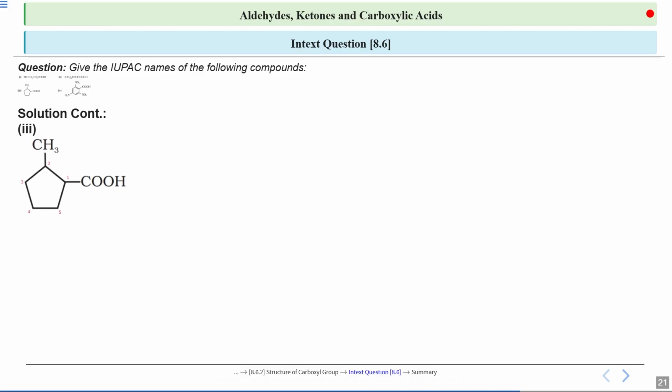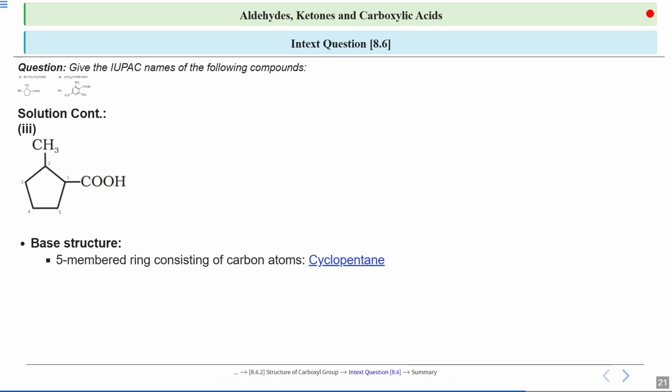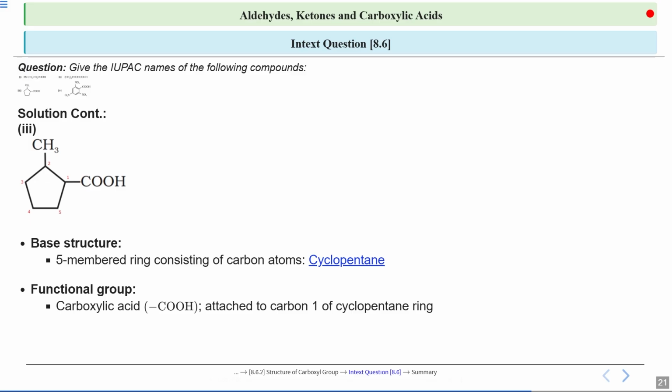if you see over here, first we will identify the base structure. There is a 5-membered ring that consists of carbon atoms. For the 5-membered ring, we use cyclopentane. And if I talk about the functional group, we have the carboxylic group, which is attached to carbon 1 of the cyclopentane ring. So the suffix we use is carboxylic acid.